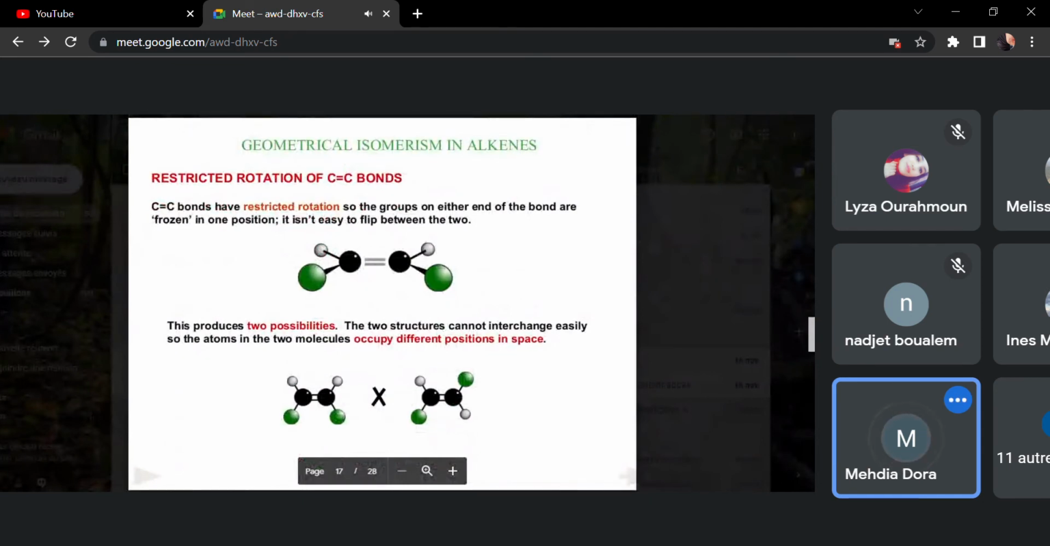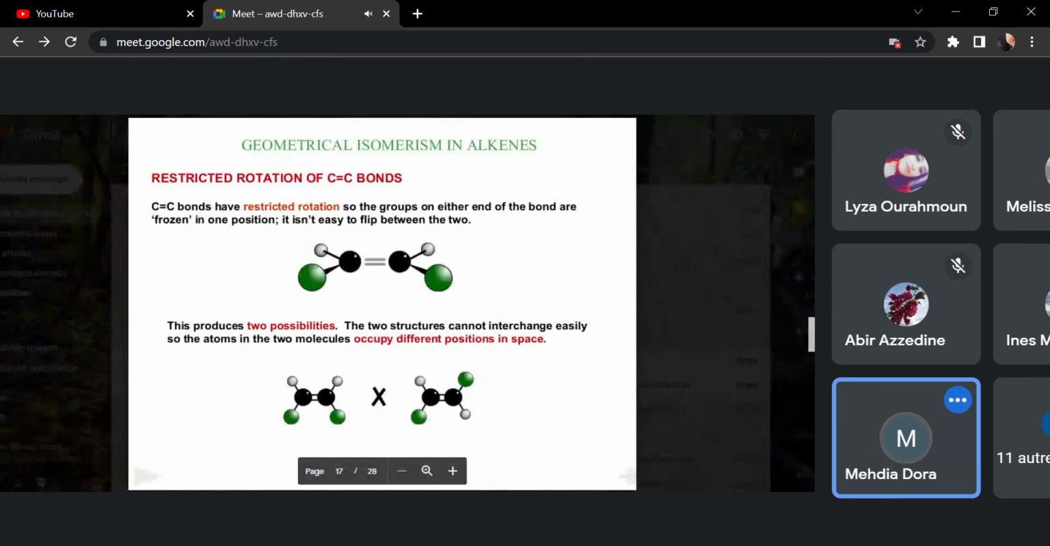So the rotation is restricted here of C-C bonds. The groups on either end of the bond are frozen, they are rigid. They couldn't rotate from one position; it's easy to flip between the two. This produces two possibilities. The two structures cannot interchange easily, so the atoms in the two molecules occupy different positions in space.